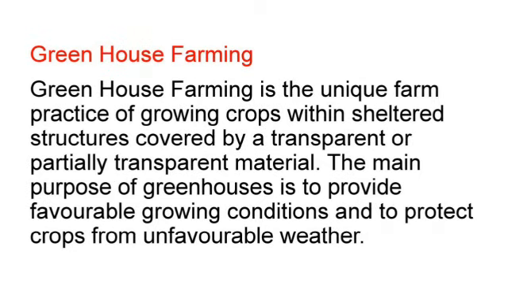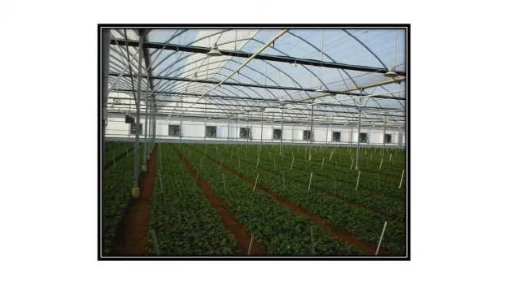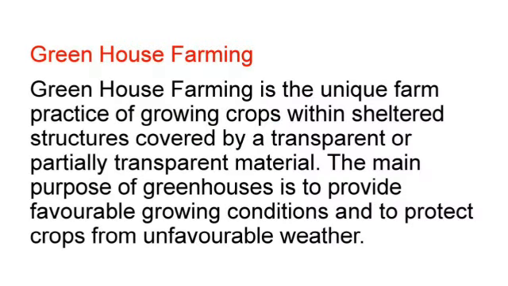Now, the next topic is greenhouse farming. Greenhouse farming is the unique farm practice of growing crops within sheltered structures covered by a transparent or partially transparent material. So, this is actually a very unique form wherein the crops are grown, especially in the cold countries where the sunlight is very less.